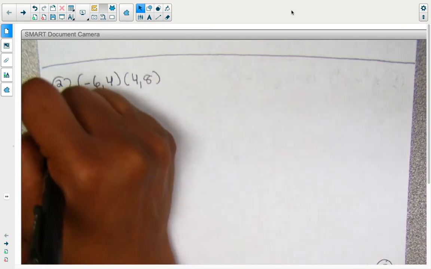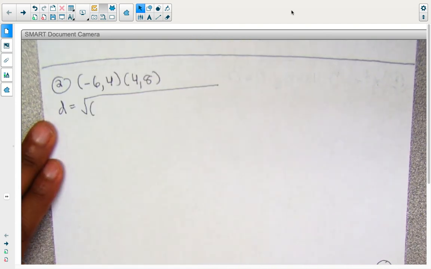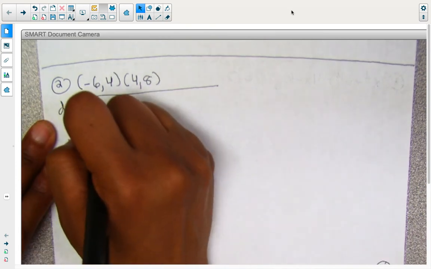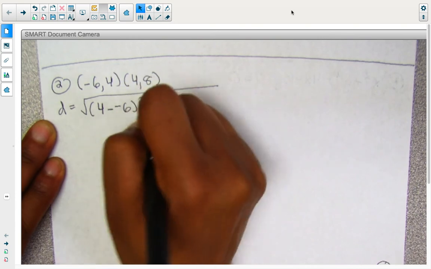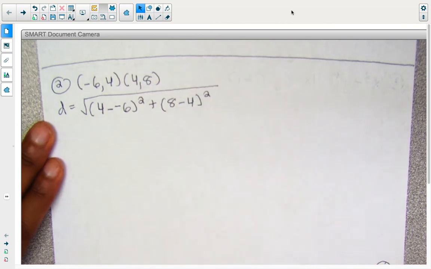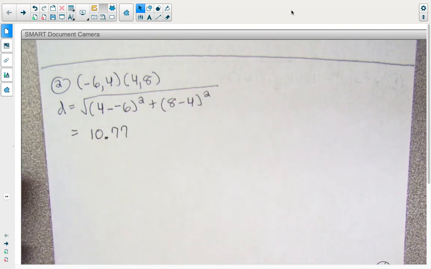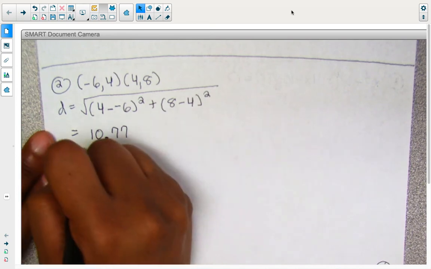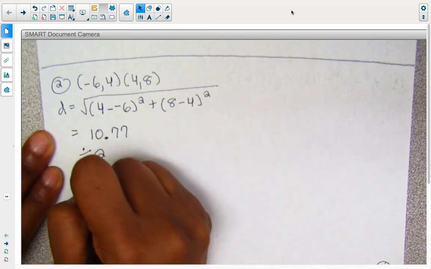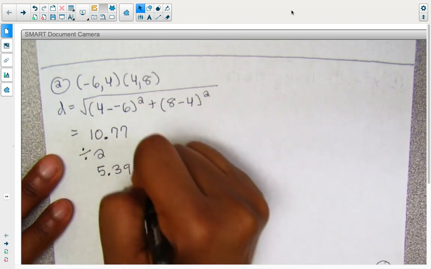First things first, let's do the distance formula. It tells us to subtract our x's, square it, and then subtract our y's, square it. So this is going to be 4 minus -6 squared plus 8 minus 4 squared. Plug that in Desmos. Now, this gives me the length of the diameter. I don't want the length of the diameter, I need the radius, so I need to cut this in half. Once you type that into Desmos, it'll give you 5.39, and this is our radius.